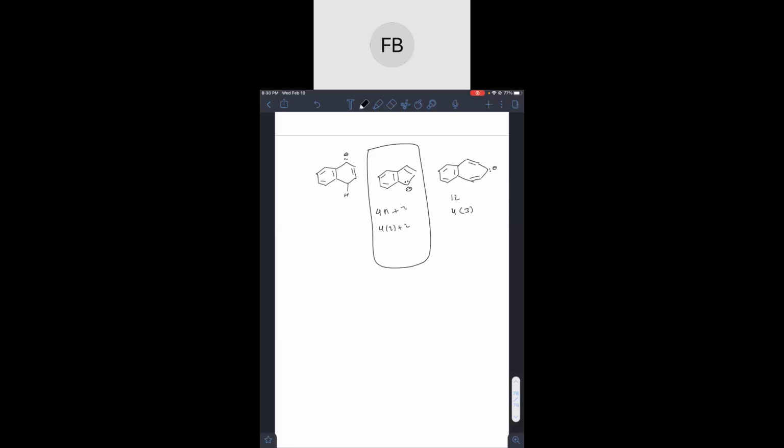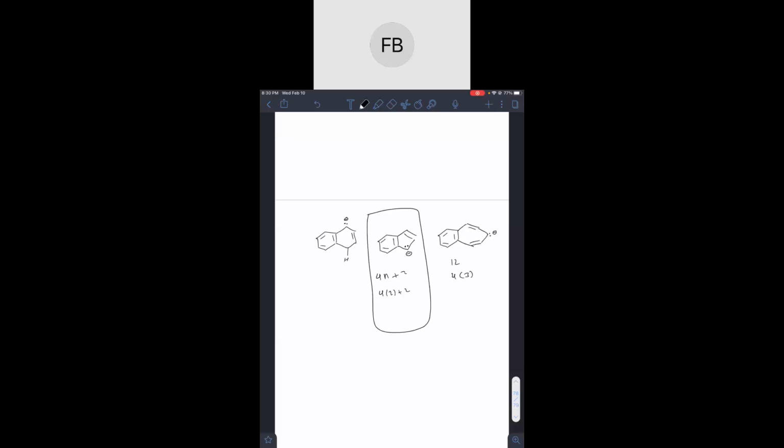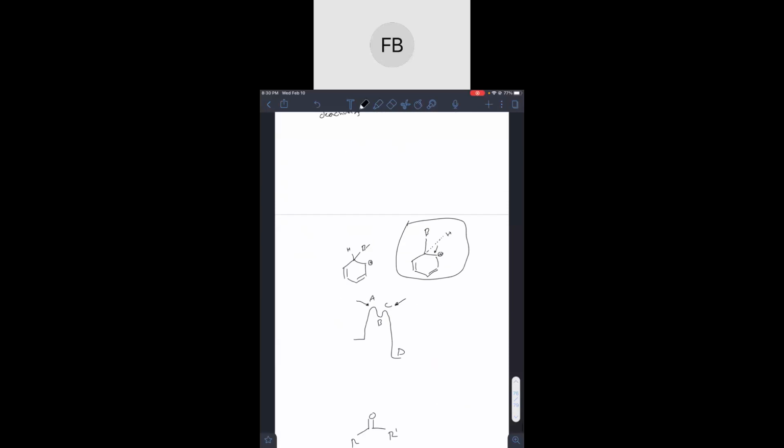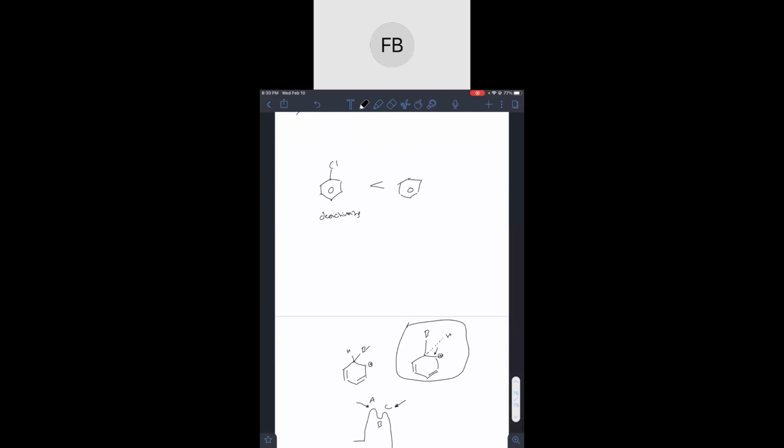Someone said they have a question relating to 11. Carla, do you want to go ahead and say what that question is? Yeah, I was just wondering, for what we were talking about, is it that the more strongly activating, the faster the reaction? Yes, that is correct. So when something is more activating, it's much more likely to happen spontaneously without the need for any catalysts or anything.